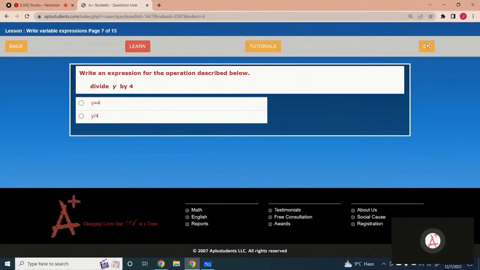Okay, the next one is write an expression for the operation described below. Divide Y by 4. So which option is the correct one? The first one or the second one? Very good. That would be the second one. Y divided by 4 is the correct option. Just select the correct option and click on the OK button.